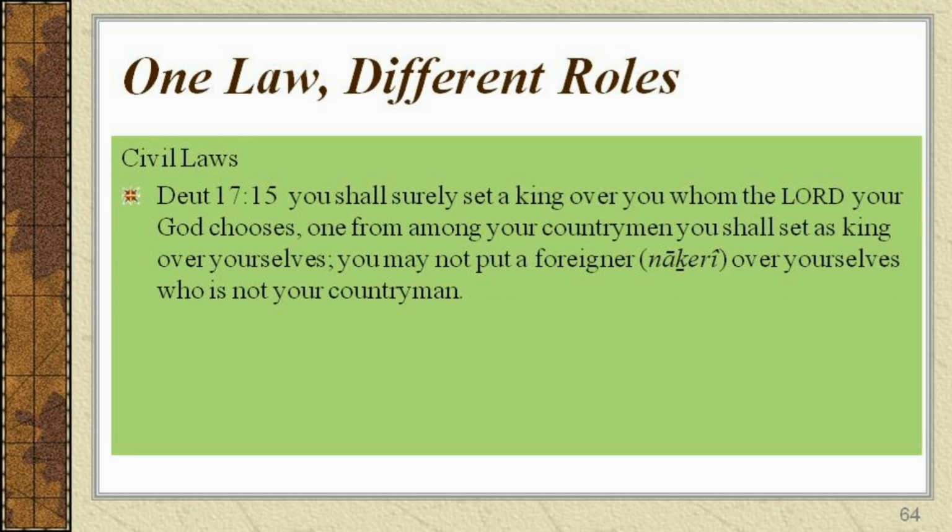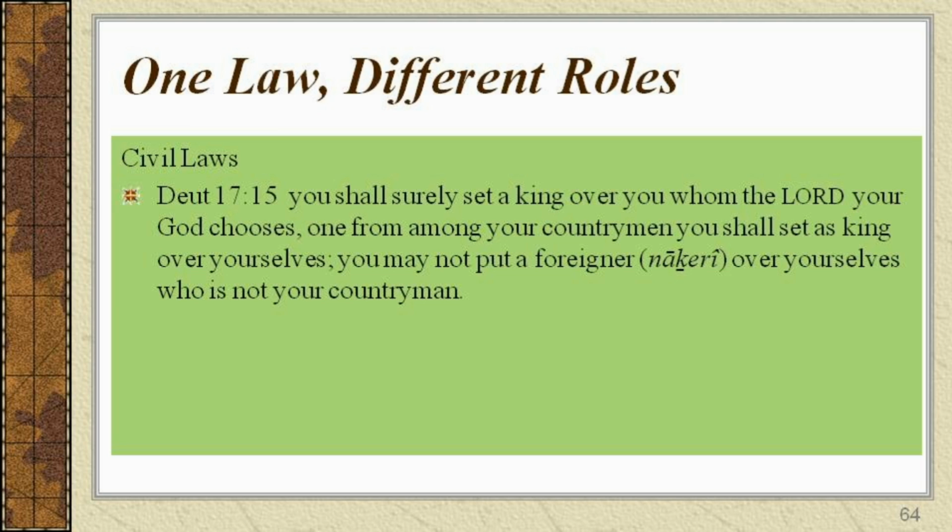The next topic deals with the civil laws that regulated Israelite society. The first example comes from Deuteronomy chapter 17, verse 15, where Moses said, "You shall surely set a king over you, whom the Lord your God chooses, one from among your countrymen. You shall set as king over yourselves. You may not put a foreigner, a Nakari, over yourselves, who is not your countryman."